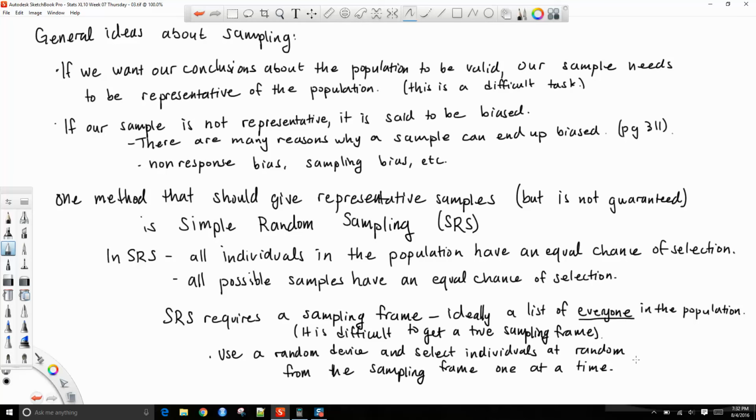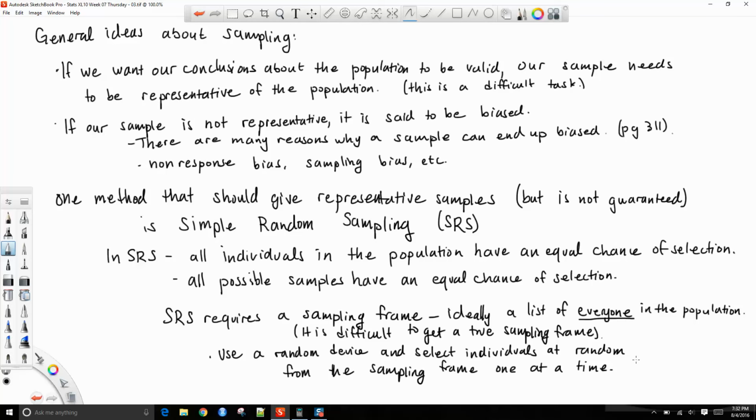And then once it says you need to select mouse 6, mouse 7, and mouse 15, then you go back into the cage and select those 3 mice. That's how you can get a random sample. But if you just reach in there and grab 3 mice, that's not going to work.